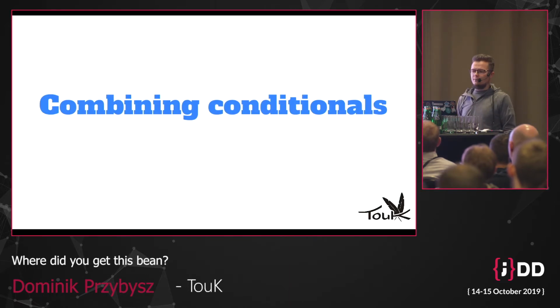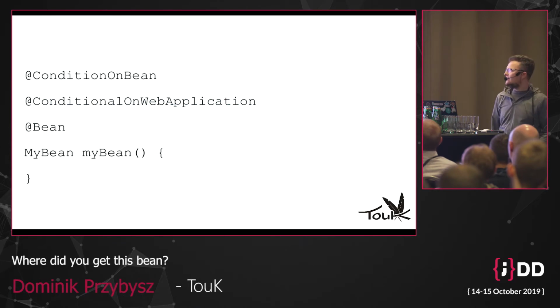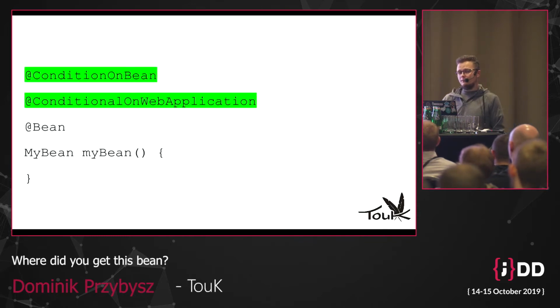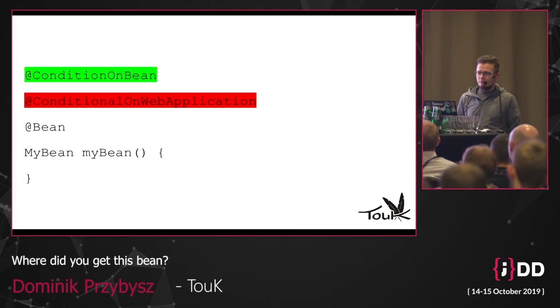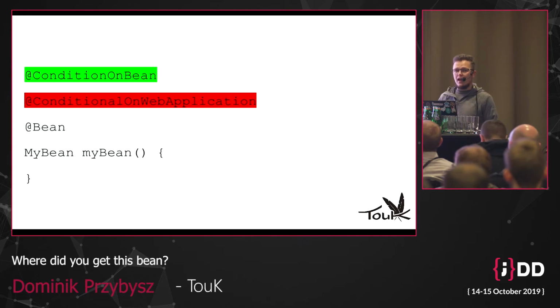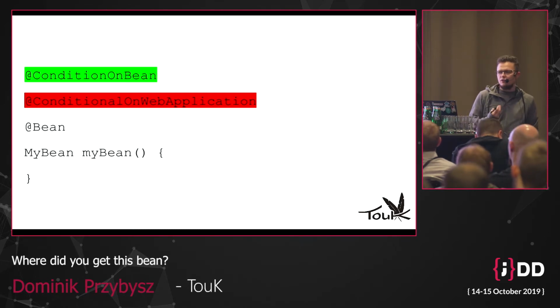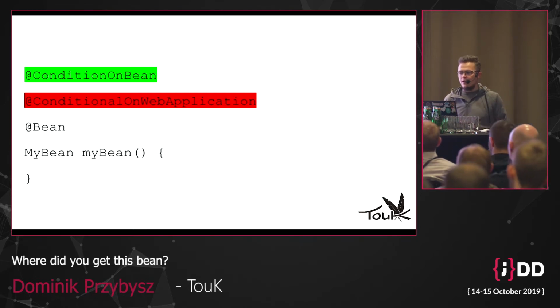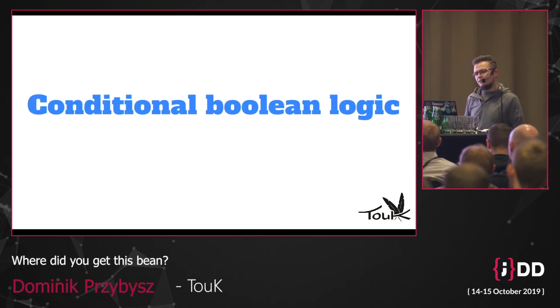When you want to combine some conditions, for example, we put two conditions on our bean. We have a condition on bean and a condition on web application. In this moment, if both of them are met, then our bean will be created. If one of them is not met, then the whole bean won't be created for us. But they're always concatenated with the logical AND. Sometimes it's not convenient for us. We want to use it in another way. So we could define another Boolean logic for such conditions.